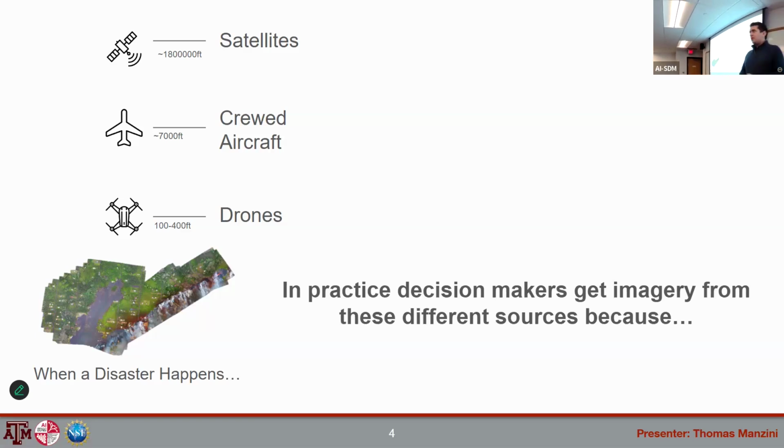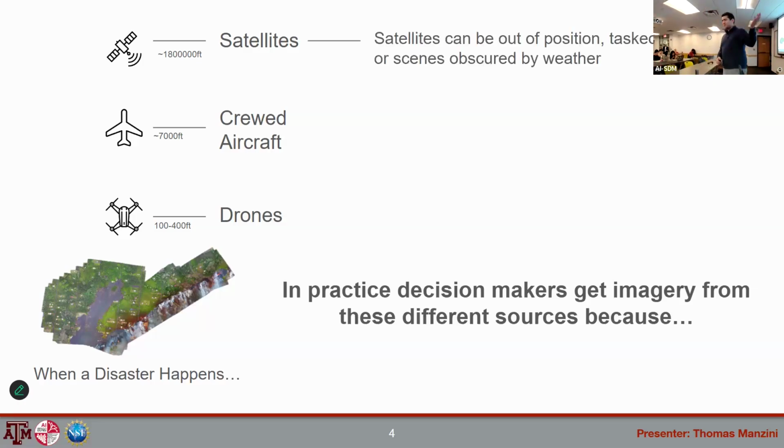Another reason why these things have been spread out across these different disciplines is that in practice, decision makers are using different sources at different rates. Some places prefer satellite imagery, but that's also a problem because satellites can be out of position. They can be tasked elsewhere. They're a strategic resource up in space, so there's not very many of them, and people need to be choosy about where they get sent. Also, some satellites can be obscured by weather. There are some that can see through some of the weather, but it's not always a fair expectation that your satellite's going to be ready to go whenever the disaster happens.